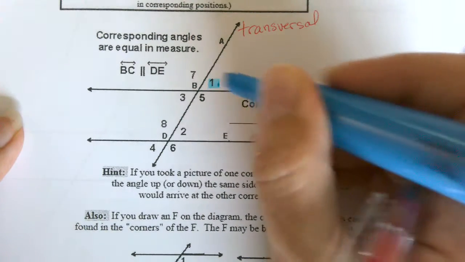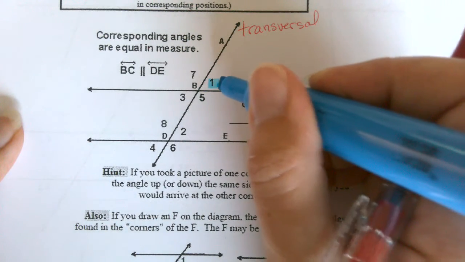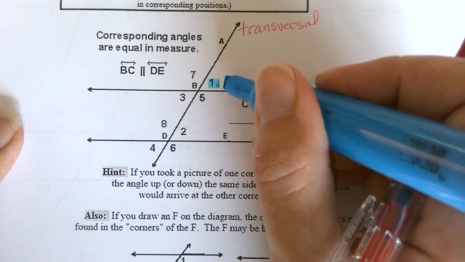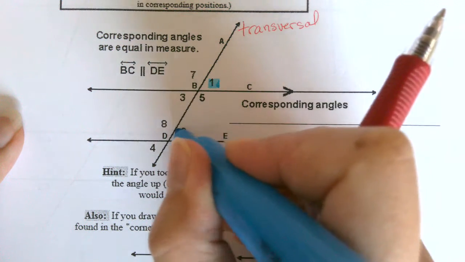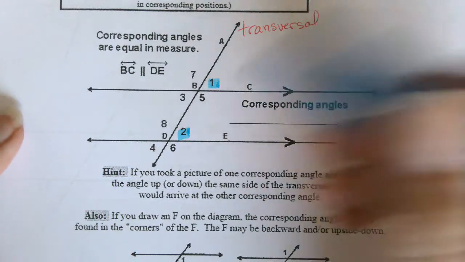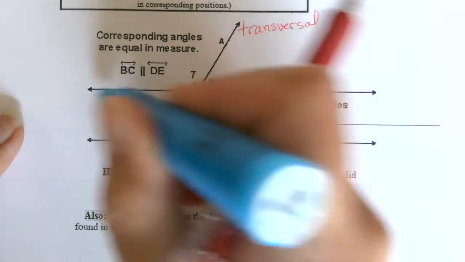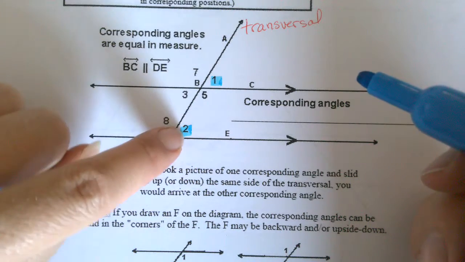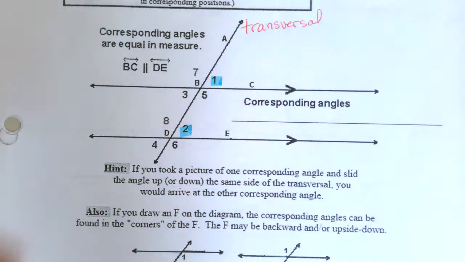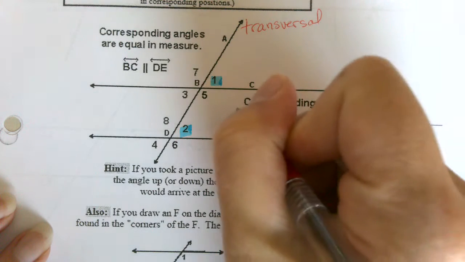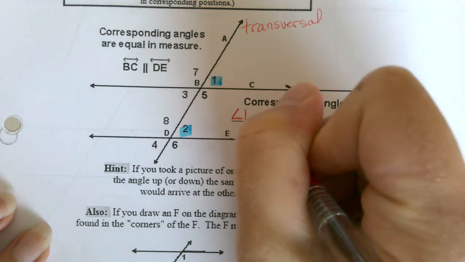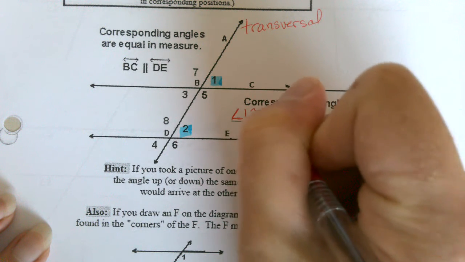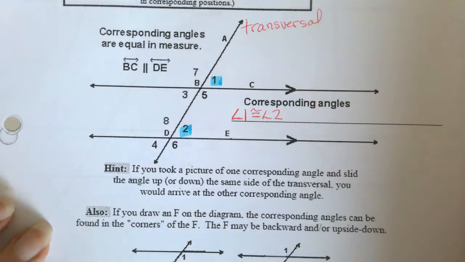So what is corresponding? See how angle 1's in the top left, or wait, top right corner? What other angles are in the top right corner? Angle 2. Can you picture taking this line right here and sliding it down? Wouldn't angle 1 lie right on top of angle 2? Okay, so they are corresponding angles. So angle 1 not only is corresponding with angle 2, they are congruent because of the parallel lines.